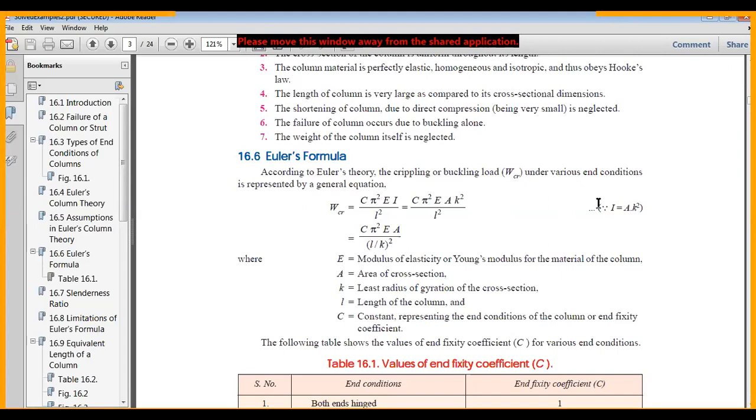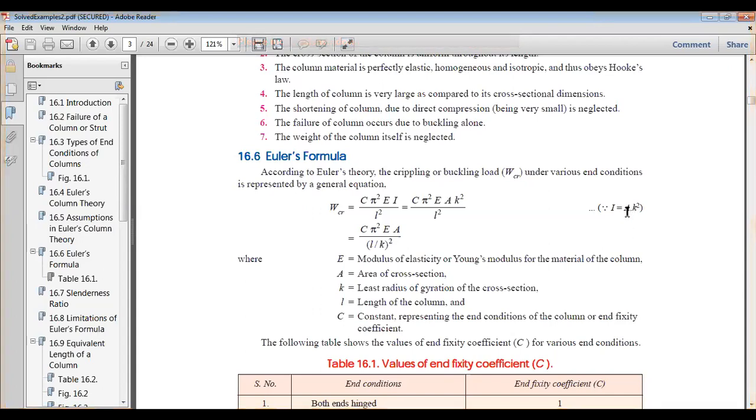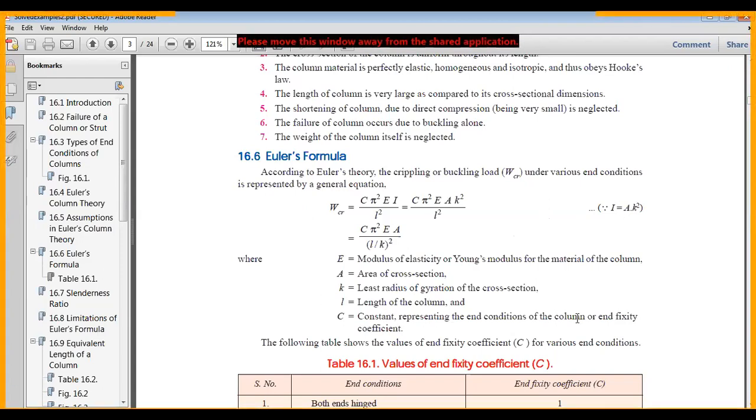And we know the moment of inertia is equal to area into K square, I equals A K square. We have earlier studied this. Where K is the radius of gyration, and K is found as the square root of I by A. So this way we find the radius of gyration, where I is the moment of inertia and A is the cross-sectional area of the section of which we are trying to find the crippling load. So this is L, the length of the column, and C is the constant representing the end conditions of the column, or end fixity.